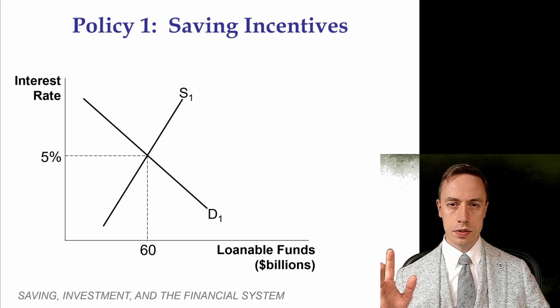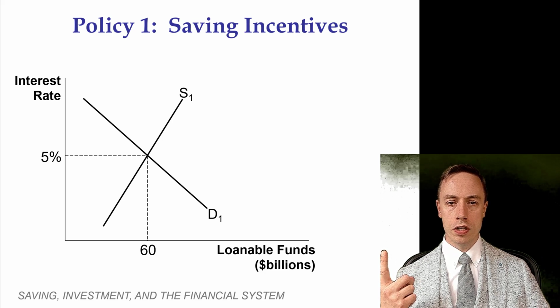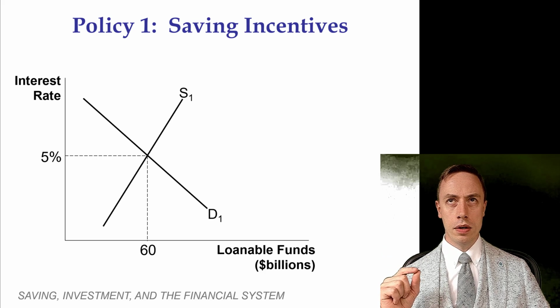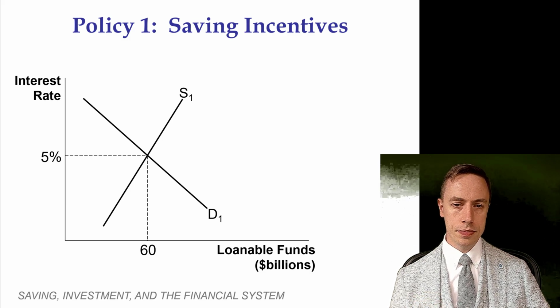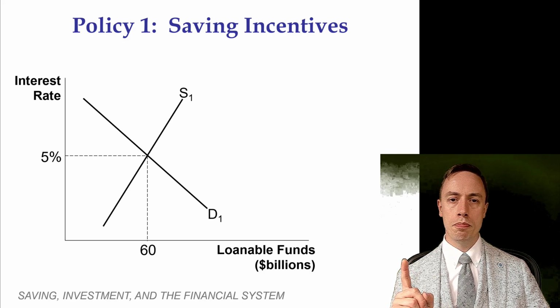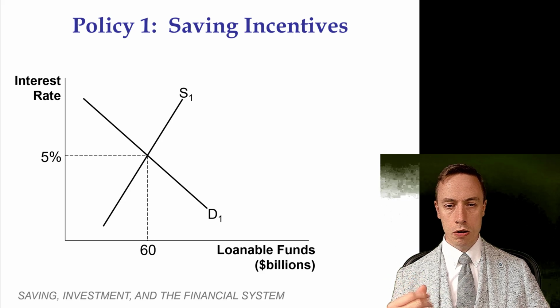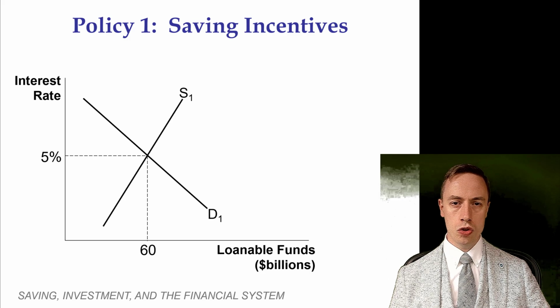3 steps. Step number 1. Which curve is affected? Well, if we incentivize saving more, we should expect that households will react by saving more. So where does household saving show up? Well, of course, we call that private saving, and that's part of our supply curve. Step number 1, it's the supply curve that's affected. Step number 2, we have to now shift it in the right direction. We want to represent the households saving more.